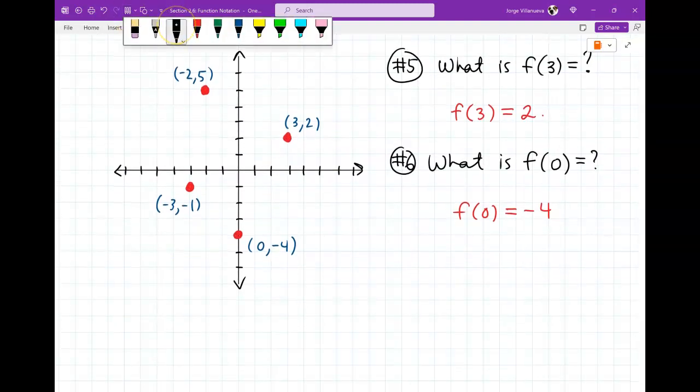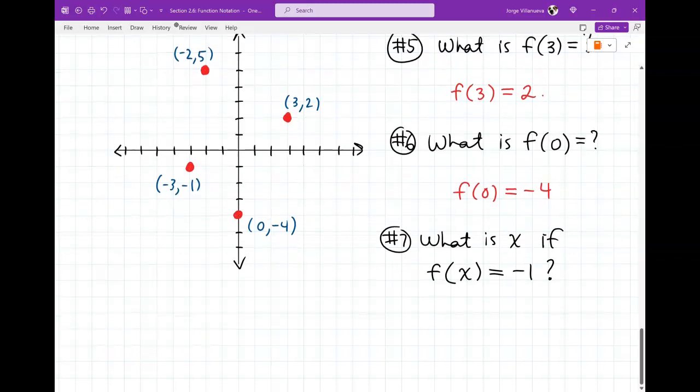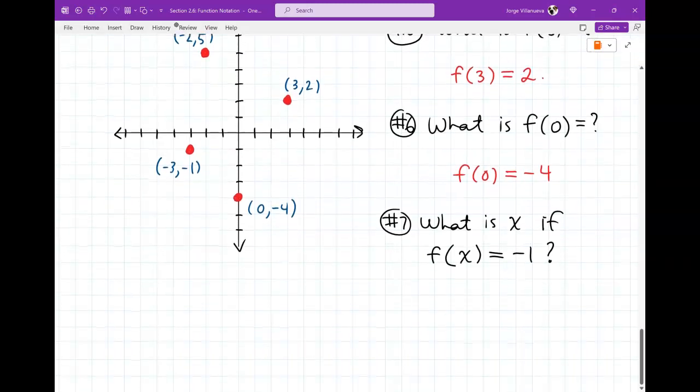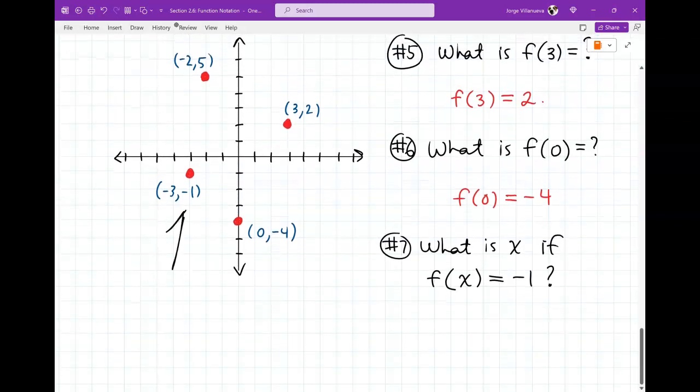Not that this is more difficult, but sometimes it's a little tricky. What is x if f of x equals negative 1? Say again? Negative 3. Good. Because they said, all right, this time I'm telling you what the y value is. Y is negative 1. So then you look at your points and you're like, y negative 1, it's right here. So that means the x value would be negative 3. Okay? So I'm going to put x equals negative 3.